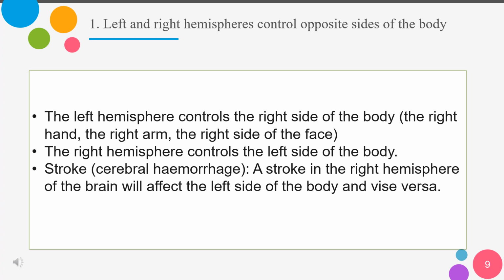And for those who suffer from stroke or cerebral hemorrhage, a stroke in the right hemisphere of the brain will affect the left side of the body and vice versa. A person who suffers from stroke will lose control over the muscles in the left hand, left leg, and the left side of the face, including that side of the tongue and mouth. A stroke to the left part of the brain will similarly affect the right side of the body.